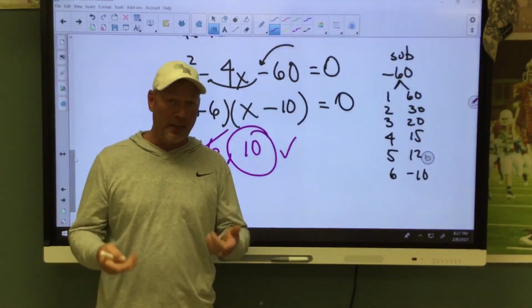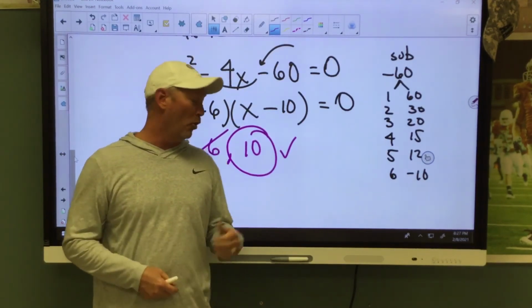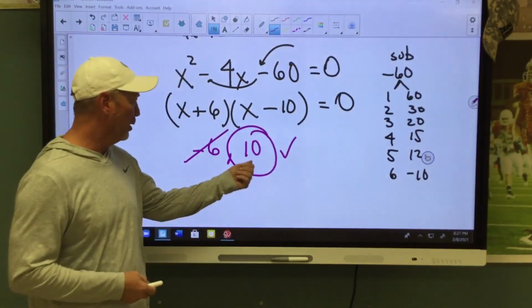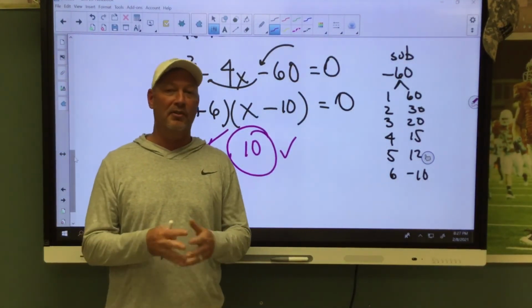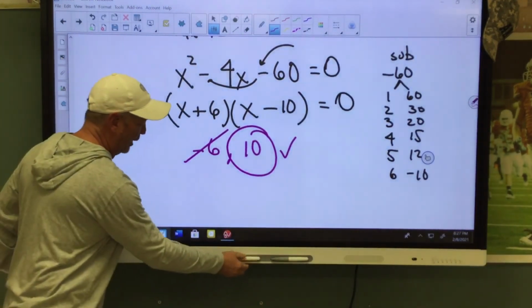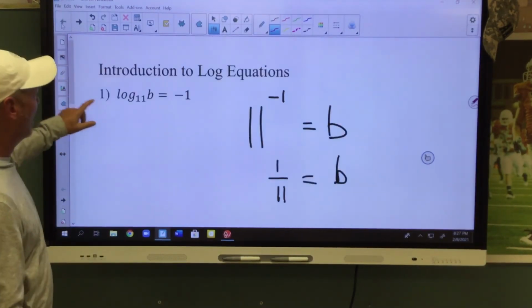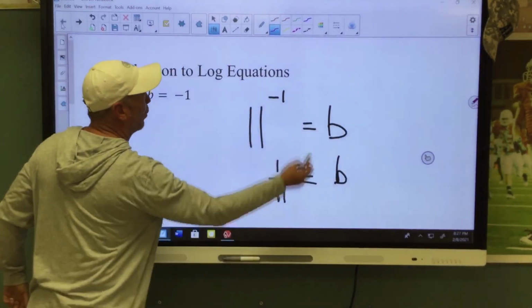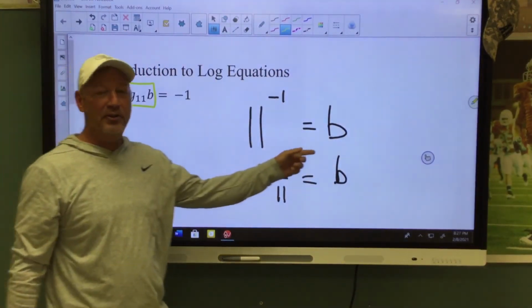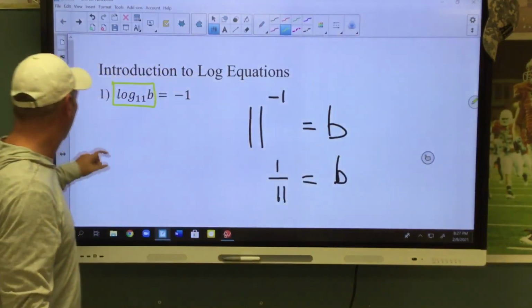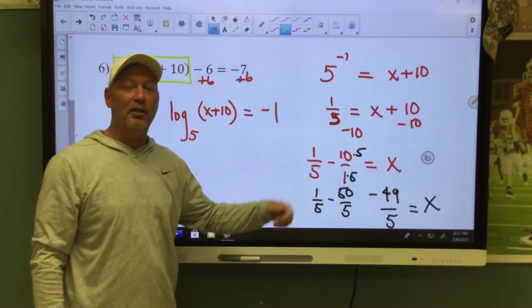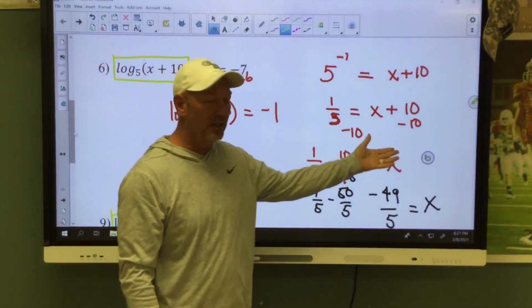It's possible for both answers to be good. It's possible for only one of the answers to be good. Or it could happen that both of them would be extraneous, and then we'd have to say no solution. Okay? So the bottom line is, let's go back to the beginning. We're going to ask you to get the log portion by itself and then convert this to an exponential form, and then you can solve the equation.